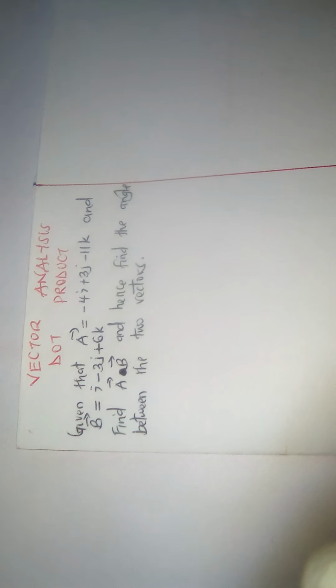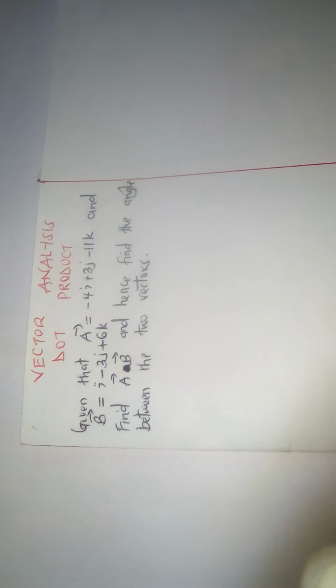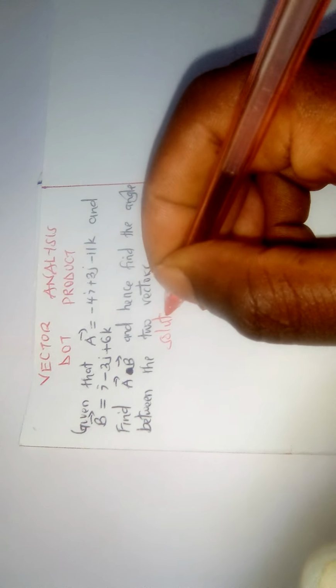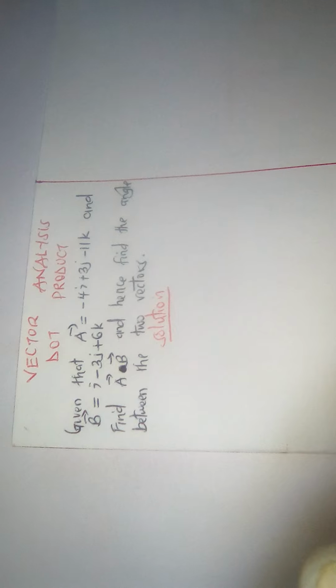Now, first of all, you've been told to get the dot product, that is vector A dot vector B. Now how can I work out that? Because after working out that, we will be in a position of getting the angle between the two vectors. Now to come up to that, let us write the solution here so that we can see how we can work out that. So that is the solution.